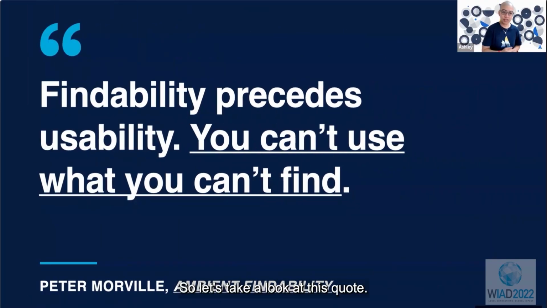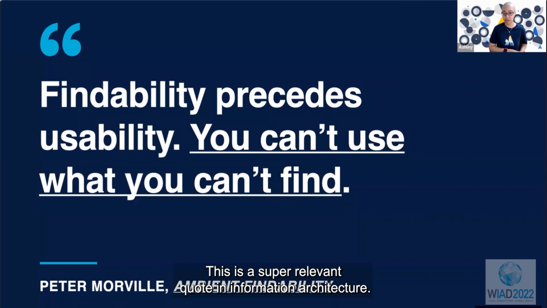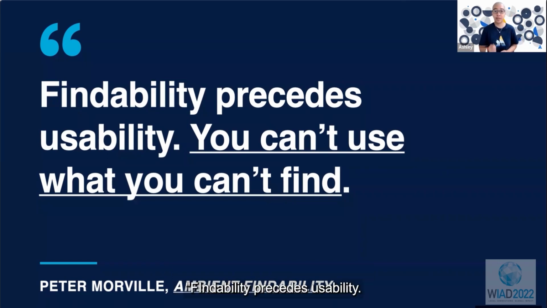So let's take a look at this quote. This is a super relevant quote in information architecture. Findability precedes usability. You can't use what you can't find. It's simple as that. You cannot use what you cannot find. This is indeed one of the main problems we were experiencing with the IA of portfolio docs before.